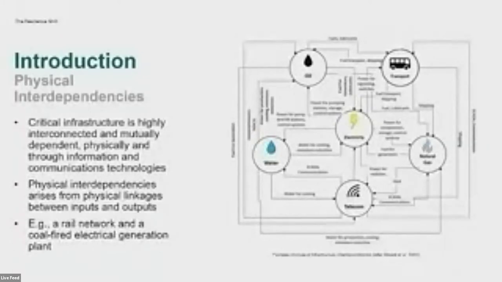And a straightforward example of this is imagining a rail network and a coal-fired electrical generation plant. While they operate separately from one another, the electrical generation plant relies on the delivery of coal from a rail network, and assuming that the rail network runs on electricity, it too relies on the plant. Therefore, if one fails, the other may also fail. However, what I want to focus on today are those systems that underpin the functionality of the physical infrastructure.